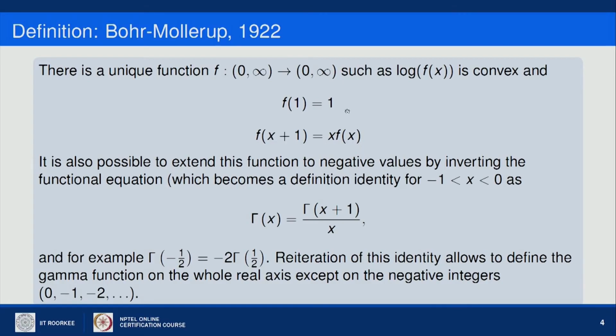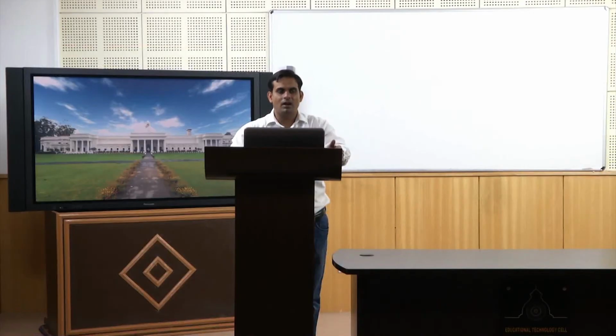If we look at these two particular statements, they are quite similar to what we have just proved, that gamma of 1 equals 1 and gamma of x plus 1 equals x gamma x. And please note that it is defined for positive x. It is also possible to extend this definition to negative values, because whatever we have taken so far, we have taken only for positive x.